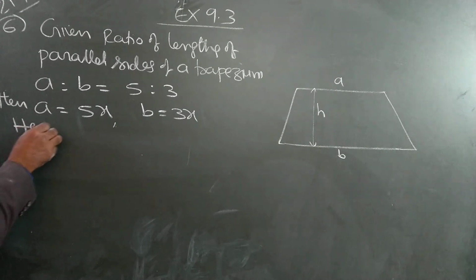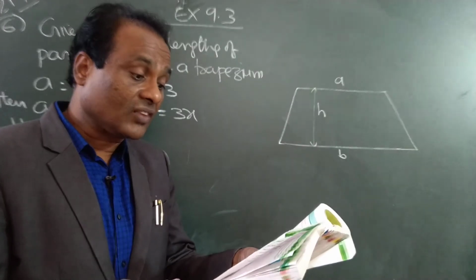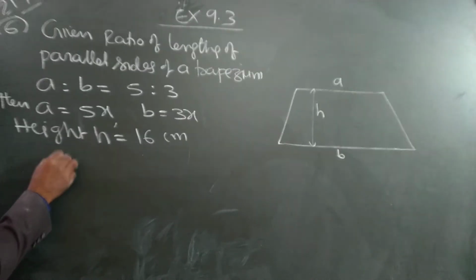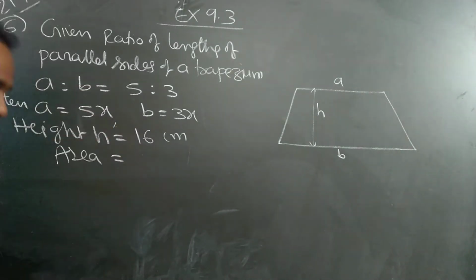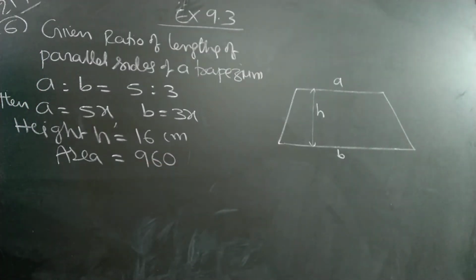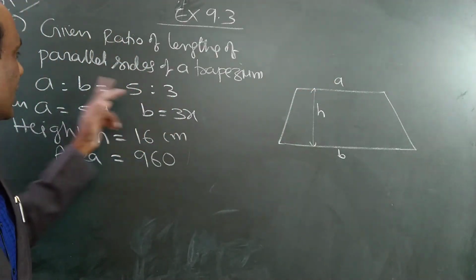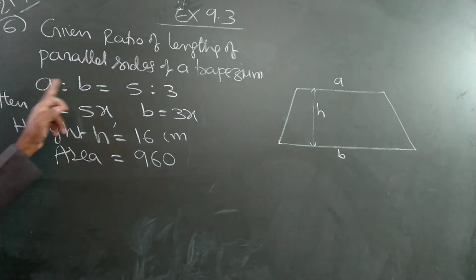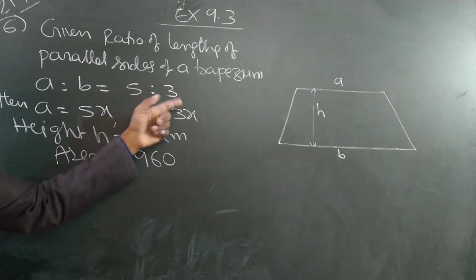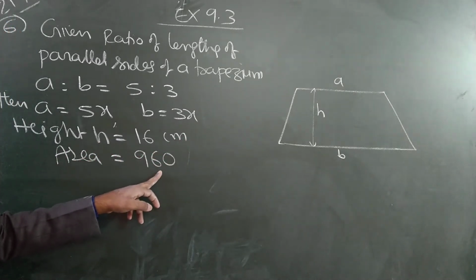So height is given. See the textbook. Height h is equal to how much? Height is given as 16 centimeters. Area is given as 960. Whenever a ratio is given, we take the actual values by multiplying both parts of the ratio with the same variable, so 5x, 3x. Height is 16 centimeters and area is 960, both given in the textbook.